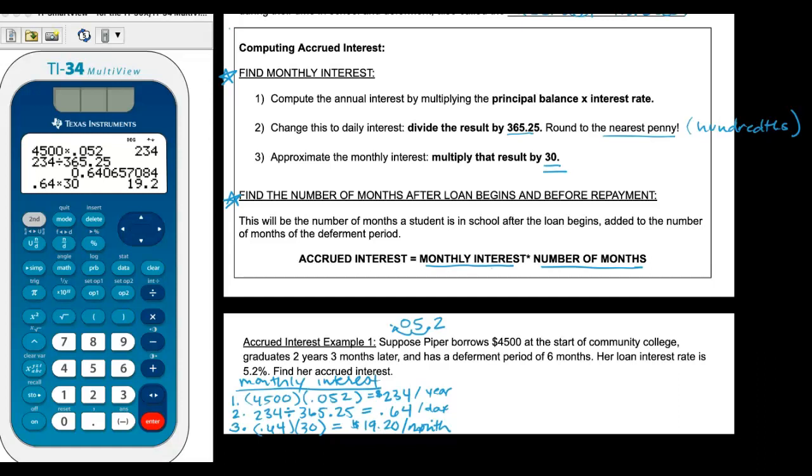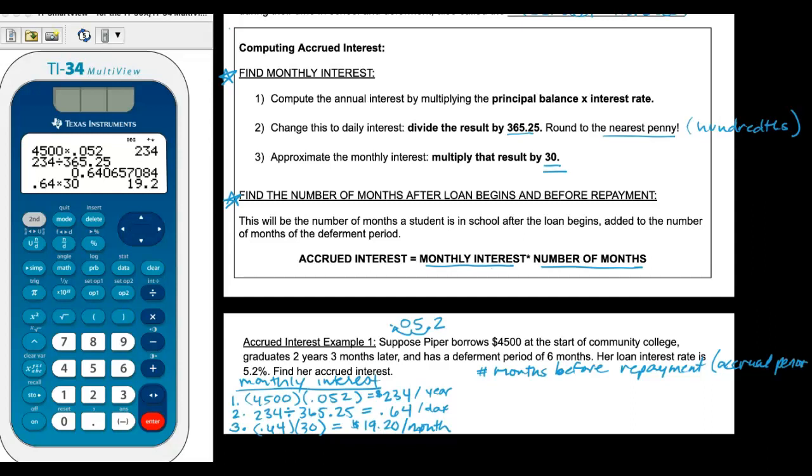So now we found the monthly interest. That was this first part. Now we're going to find the number of months after the loan begins. So number of months, we'll say after or before repayment. Let's say that, before repayment. You could also call this accrual period.